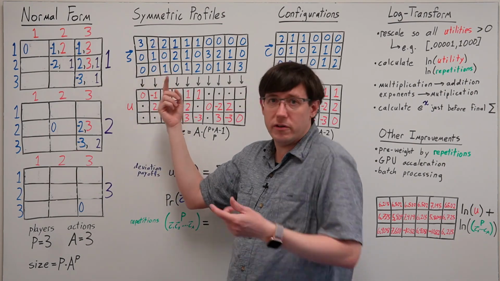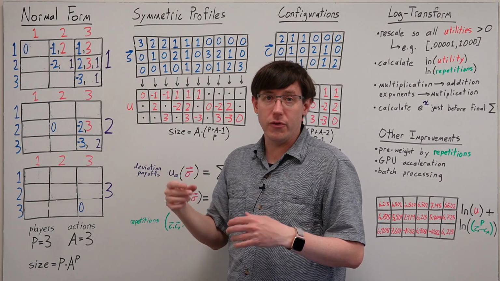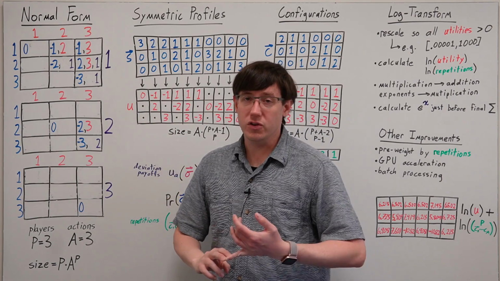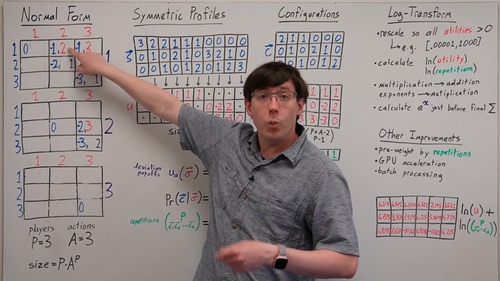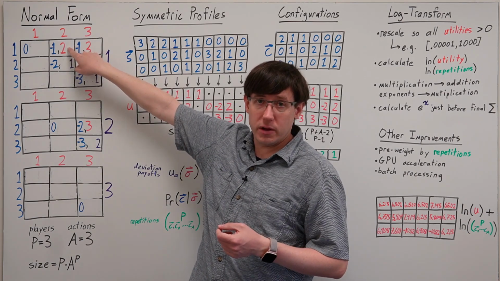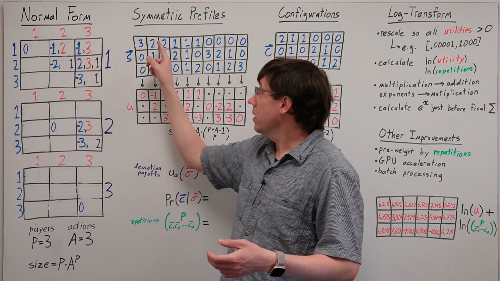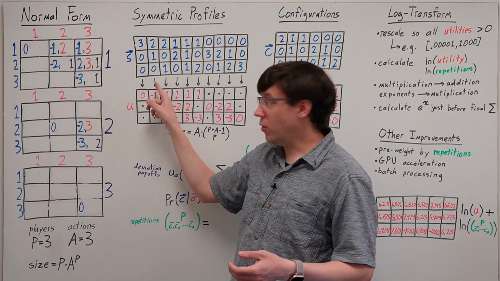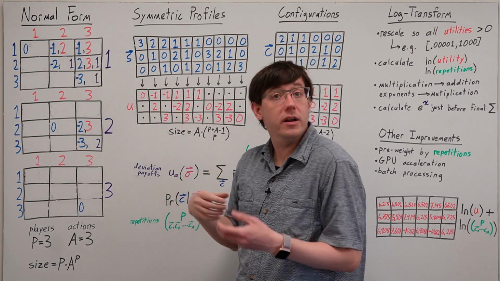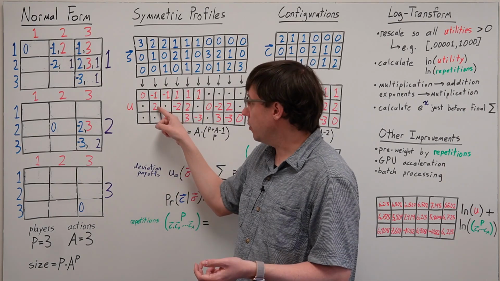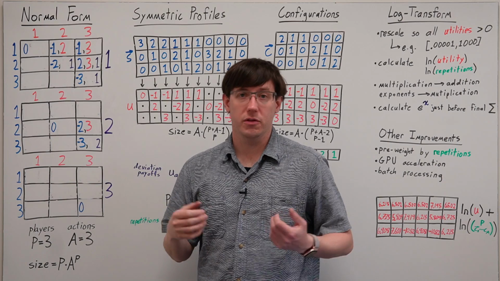This 2-1-0 vector corresponds to a profile where 2 players choose action 1 and 1 player chooses action 2, which is this entry in the payoff matrix. And corresponding to that profile, we can store that the players choosing action 1 get a payoff of -1, and the player choosing action 2 gets a payoff of 2.